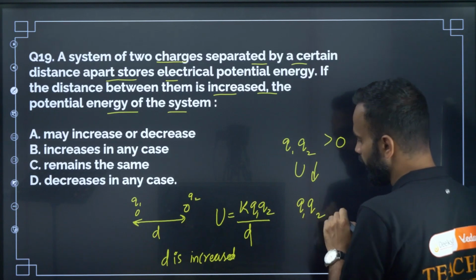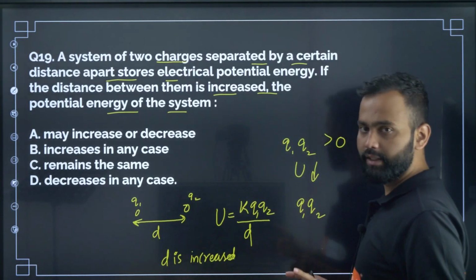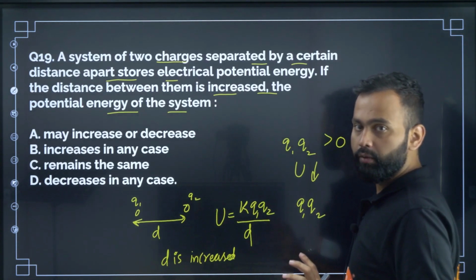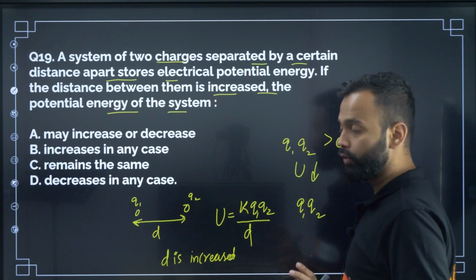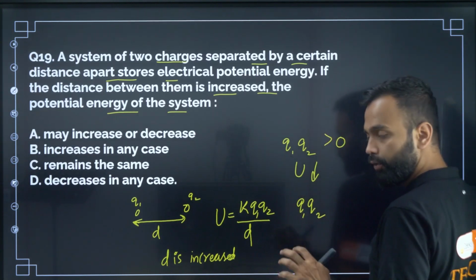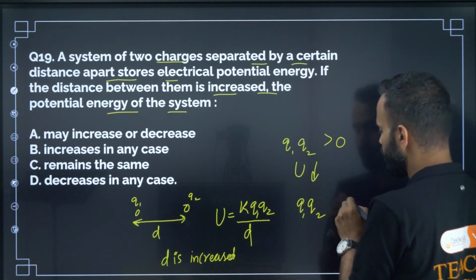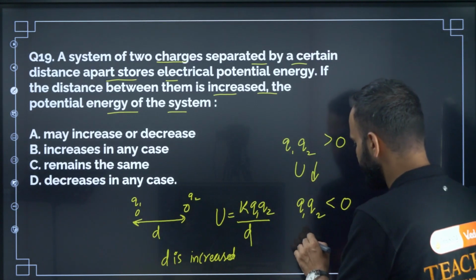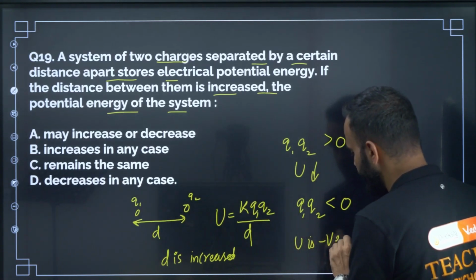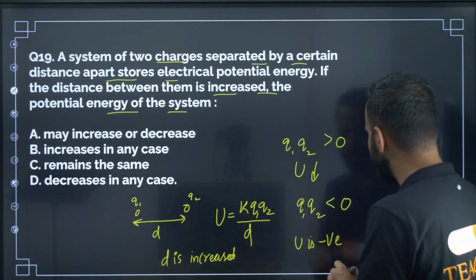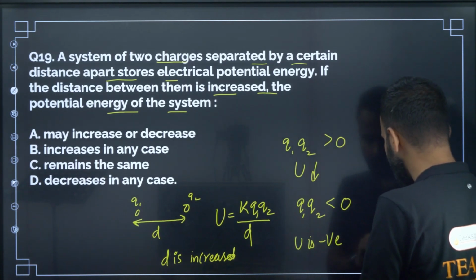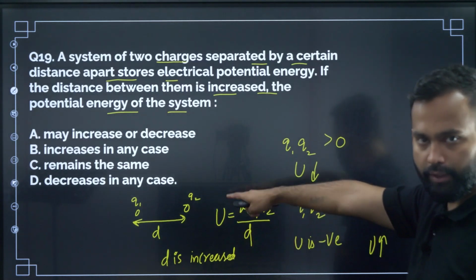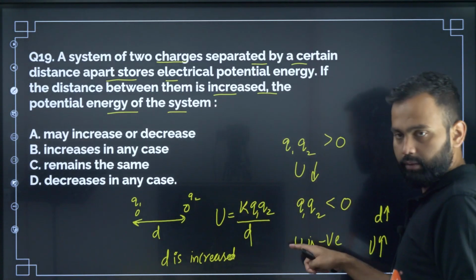If q1 and q2 are unlike charges, that is, either q1 is positive and q2 is negative, or q1 is negative and q2 is positive, then q1 into q2 is lesser than 0. Now the potential energy is negative. If you increase the value of d, that is the separation, potential energy will also increase, because the potential energy is negative.